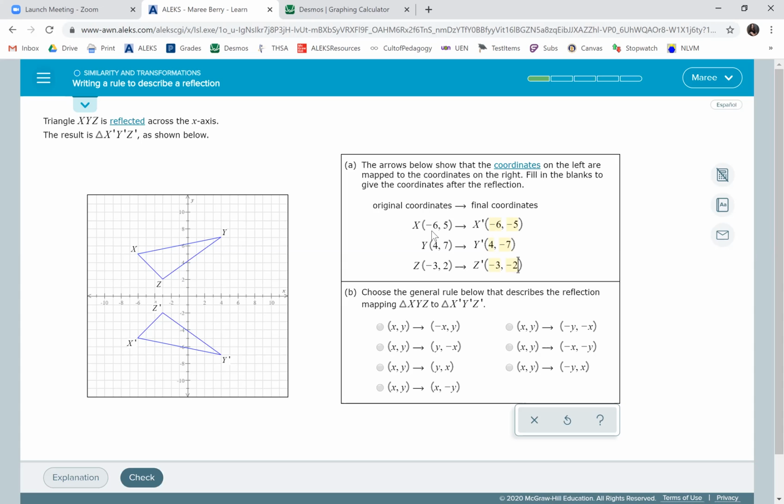So again, we look: if X is -6, it maps to itself. So we want a positive X, so it could be this one. Oh, this is the only one that has a positive X. So X is itself and Y goes negative.